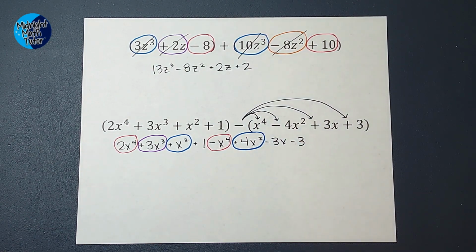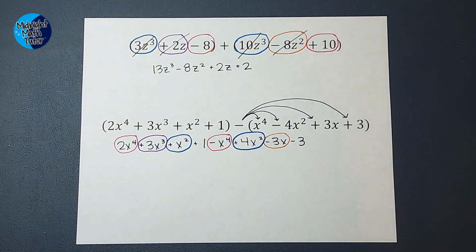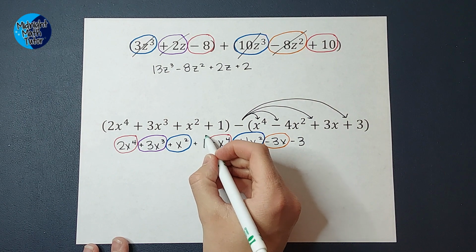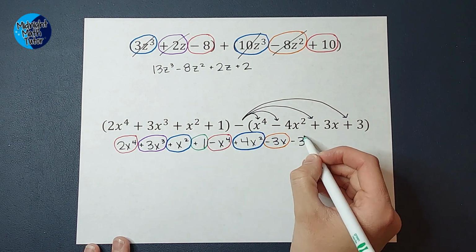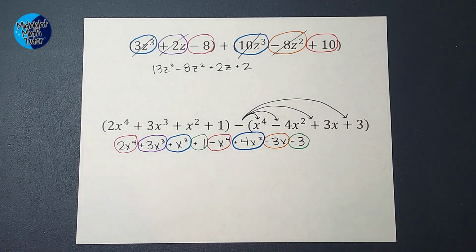Then I have, oh guys, I'm running out of colors, orange. Okay, I have -3x, and there's not another x, so that one will be there. And then let's grab green, where I have my +1 and my -3. Okay, all right, now we're combining our like terms.